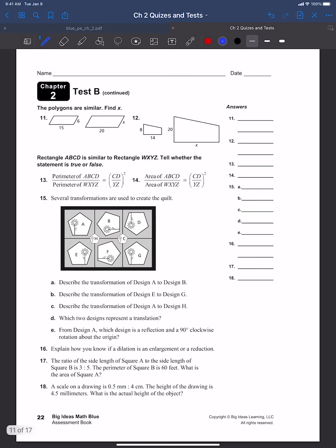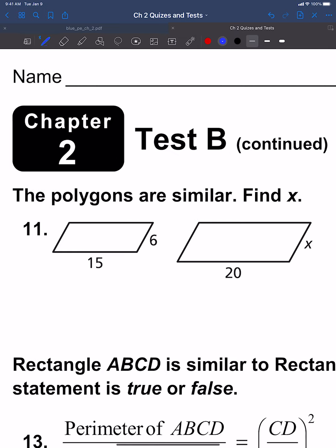Okay, this is the backside of test B. The polygons are similar. Find X. You just do 15 over 20. 15 is to 20 as 6 is to X. So how do I solve this now? Cross multiplication. What's 20 times 6? That would be 120. What's 15 times X? 15X. How do I get X by itself?